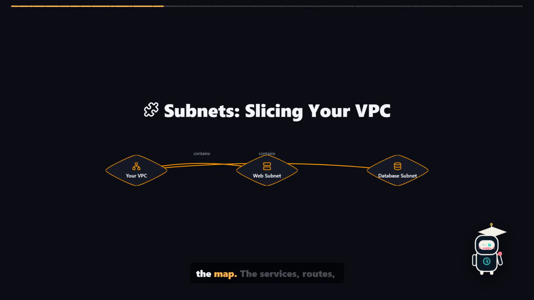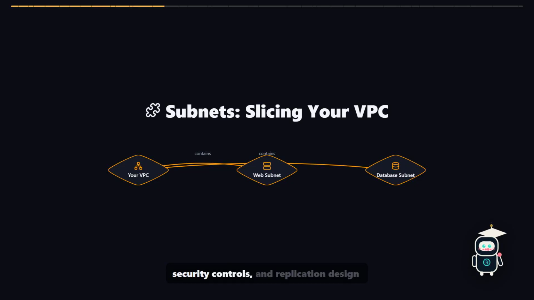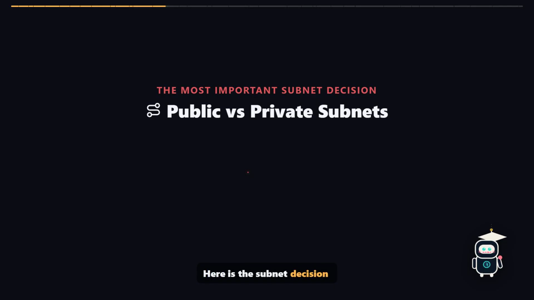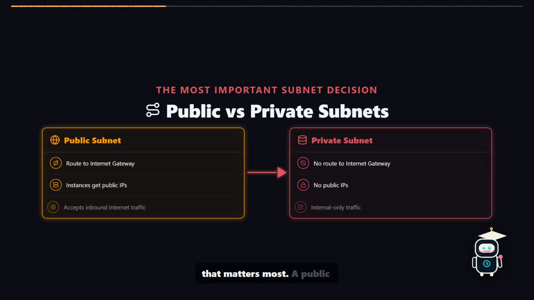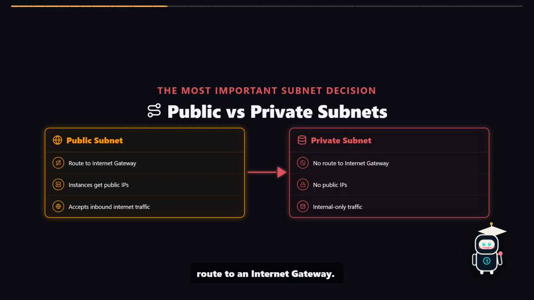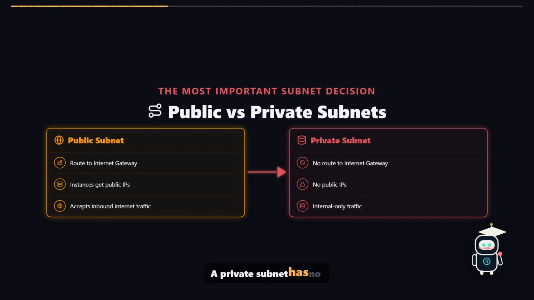Subnets give you the map. The services, routes, security controls, and replication design determine whether the architecture actually survives a failure. Here is the subnet decision that matters most. A public subnet is associated with a route table that has a route to an internet gateway. A private subnet has no route to an internet gateway.